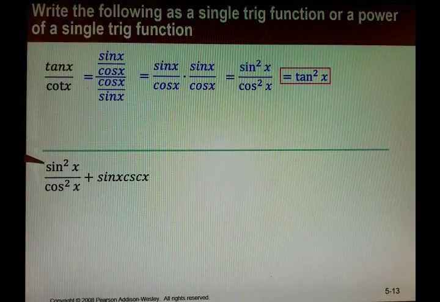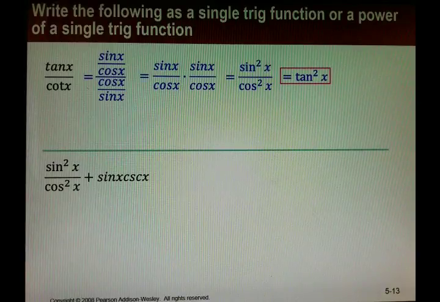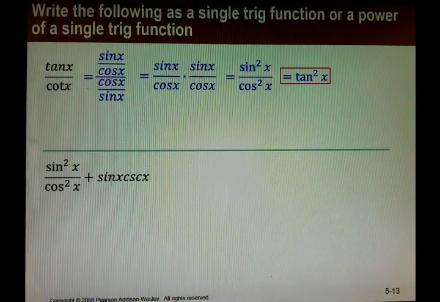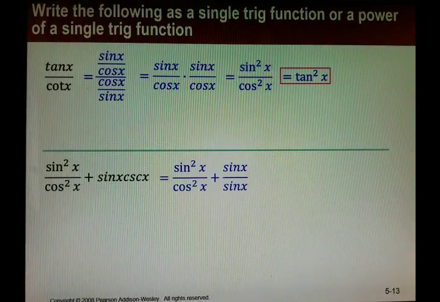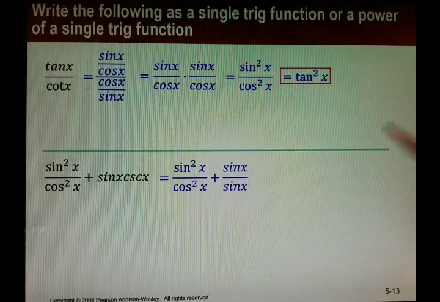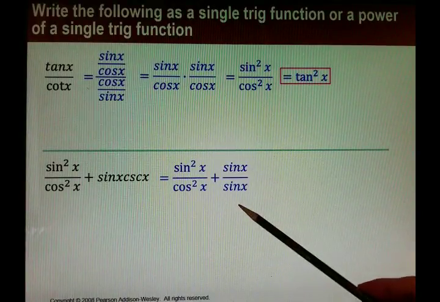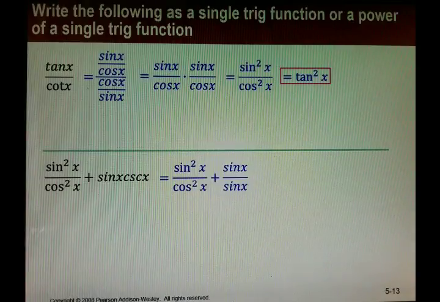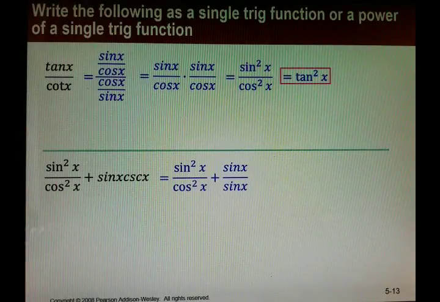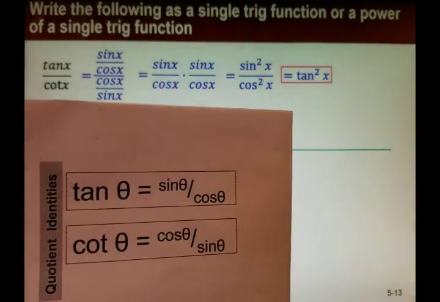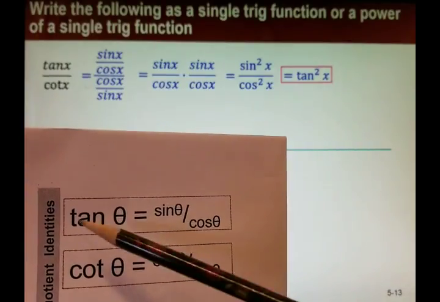All right, on this next one, I have sine squared over cosine squared plus the sine times the cosecant. Now cosecant's the reciprocal of sine. So I took care of that. Now sine over sine is 1. Sine squared over cosine squared happens to be sine over cosine squared. Don't forget on the quotients, sine over cosine is tangent.